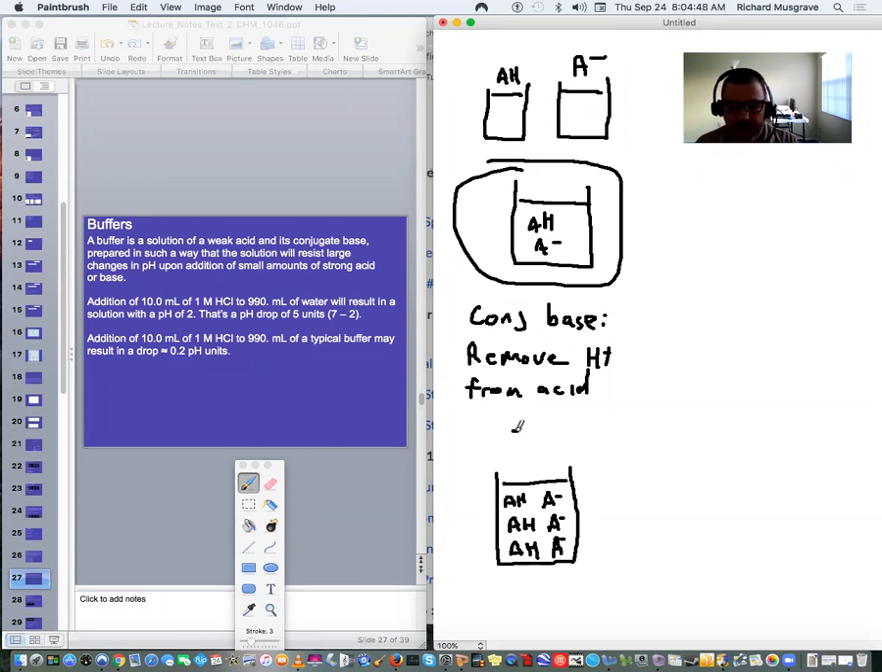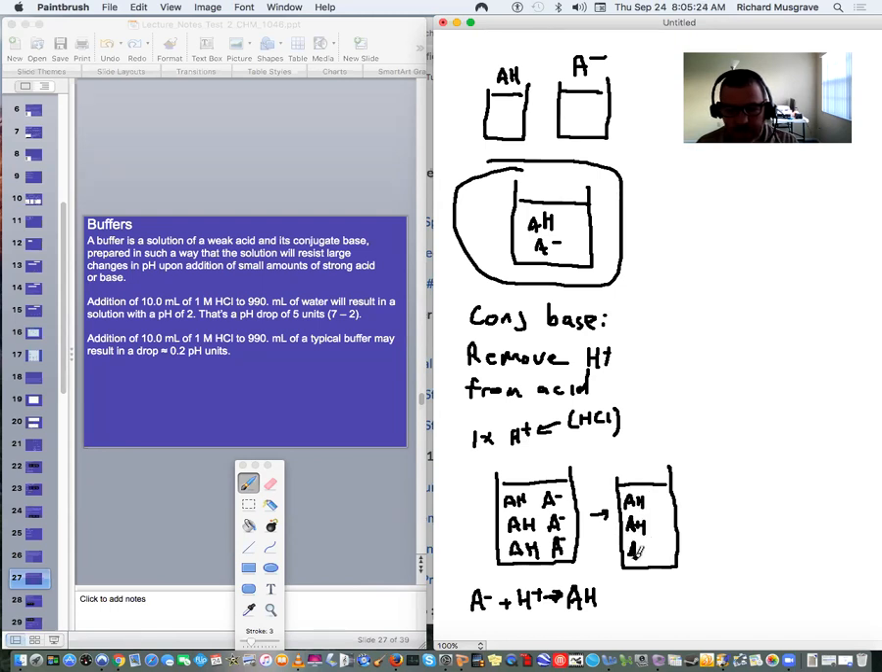If I add H plus to this, and the H plus is from a strong acid, for example HCl, then what's going to happen, if I just add one H plus, is that A minus will react with the H plus and become AH. But the whole point here is that the H plus from the HCl is now gone. So we've got AH over here, and A minus and A minus. So we've lost an A minus and gained an AH.